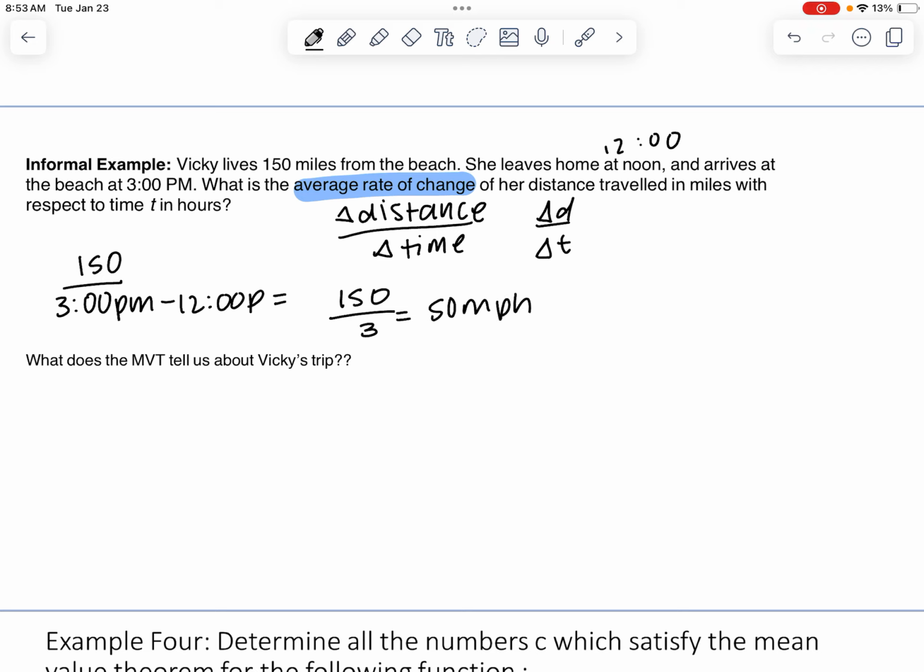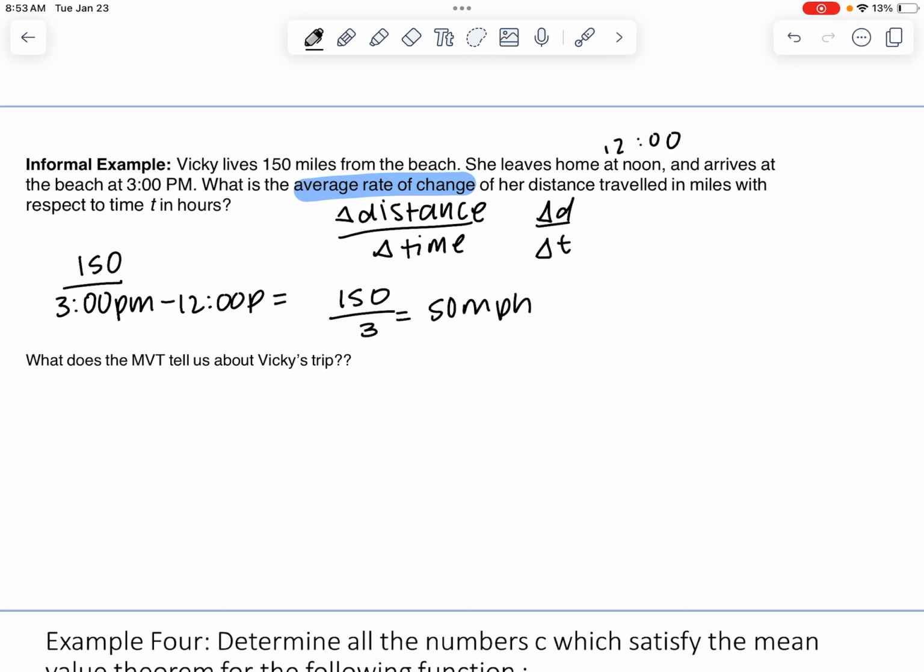And so what the mean value theorem is saying is that if the average rate of change of her trip, if the average speed is 50 miles per hour, then at some point, Vicky was driving exactly 50 miles per hour. Because let's say she was driving 40 miles per hour at some point, and then she was driving 60 miles per hour at some point, that would average out to be 50 miles per hour.